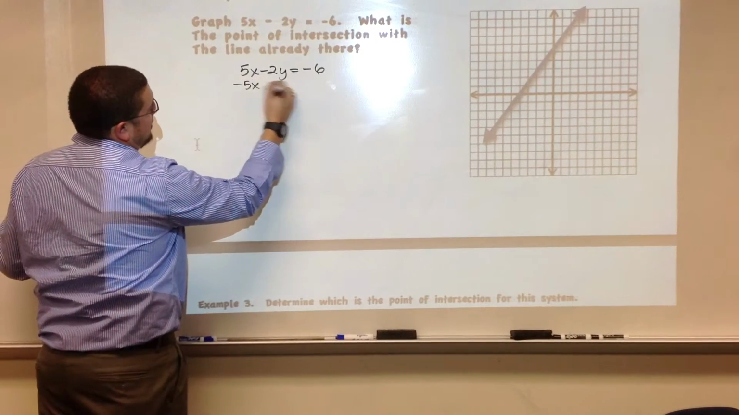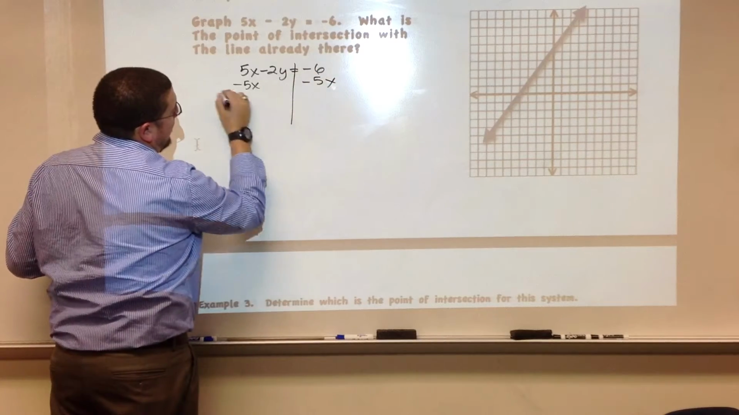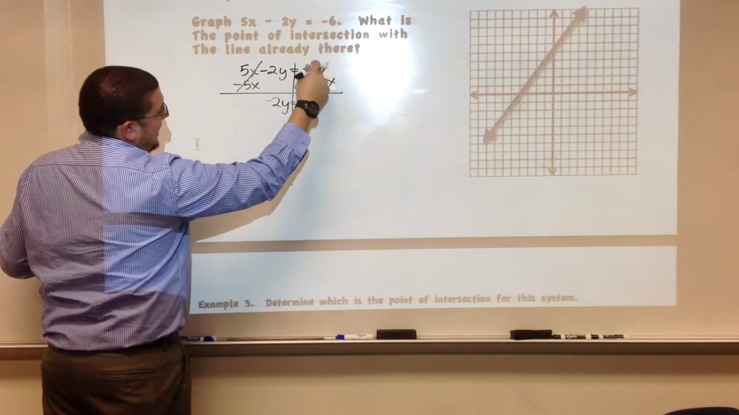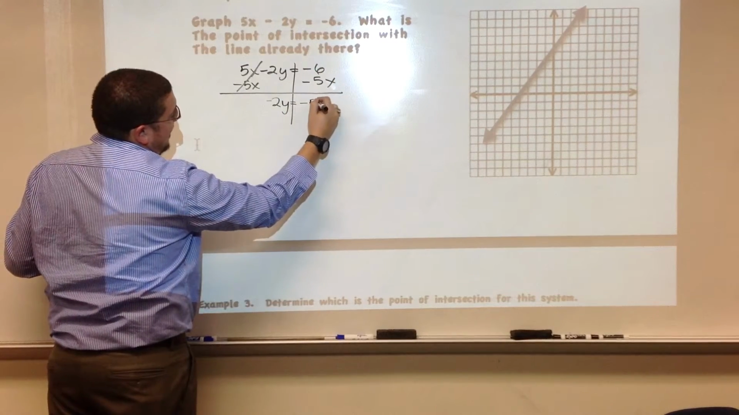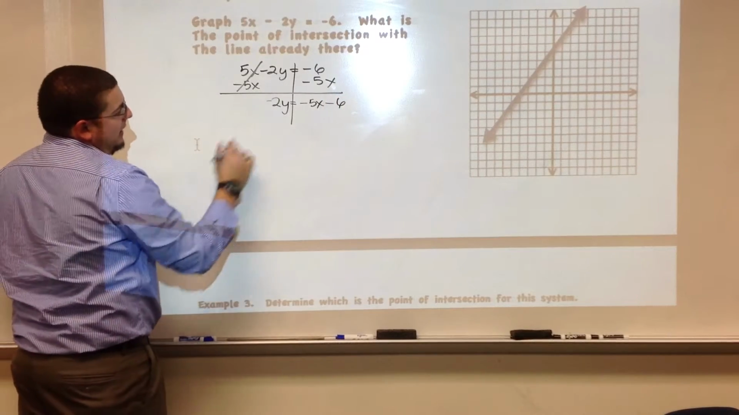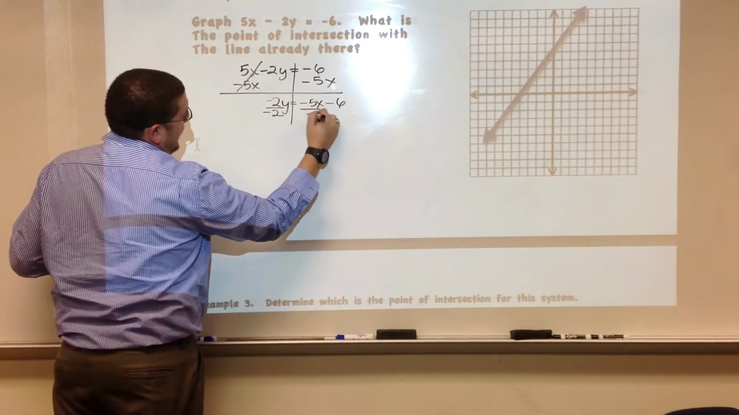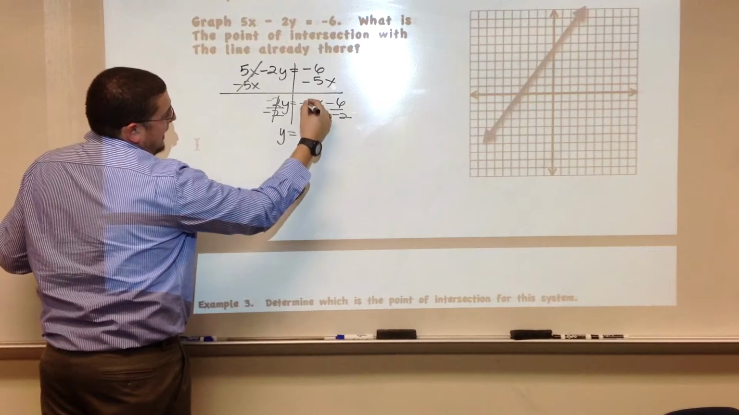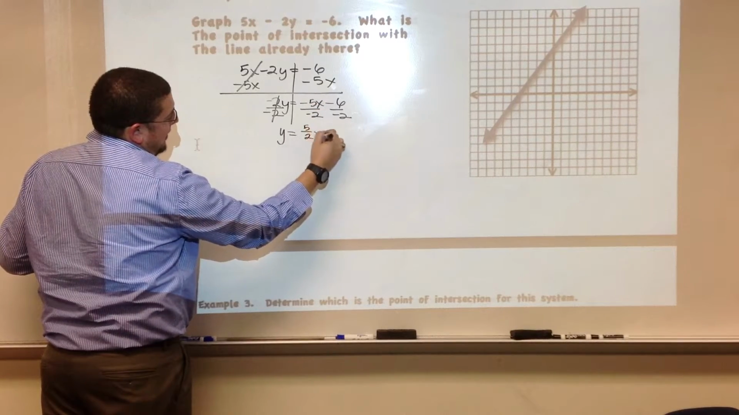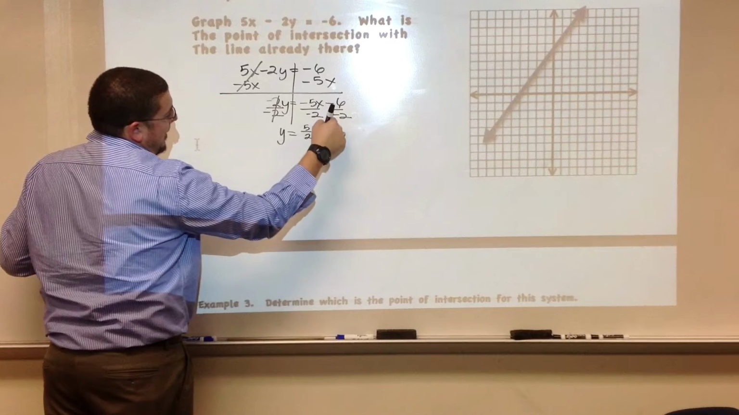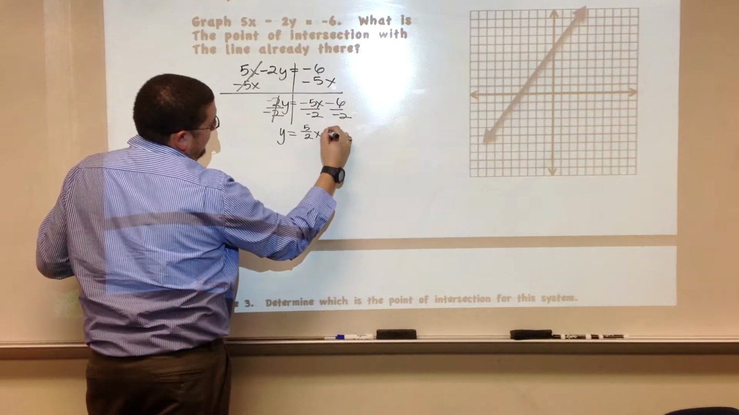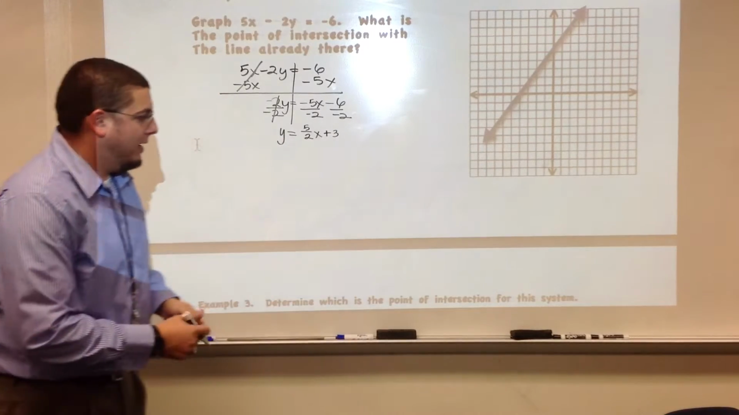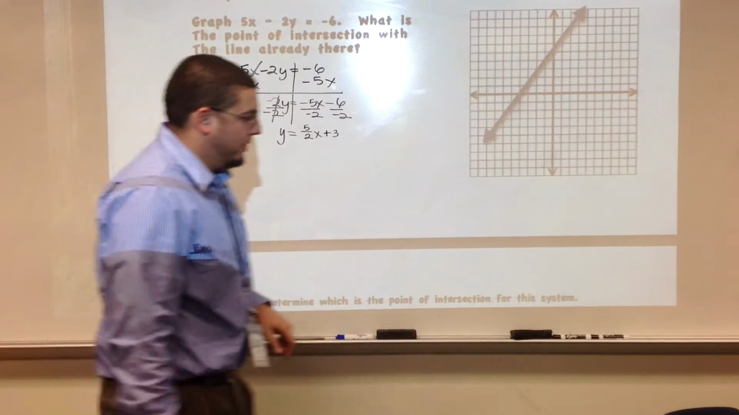So I'm going to subtract 5x from both sides. That cancels out, leaving me with negative 2y equals negative 5x minus 6. Notice I cannot combine these because they're unlike terms. To get y by itself, I have to divide everything by negative 2. That leaves me with y equals negative 5 over negative 2, which is a positive 5 halves x, and then negative 6 divided by negative 2 is a positive 3. So that's not the answer. I need to take this information and graph it on the Cartesian plane already over here.